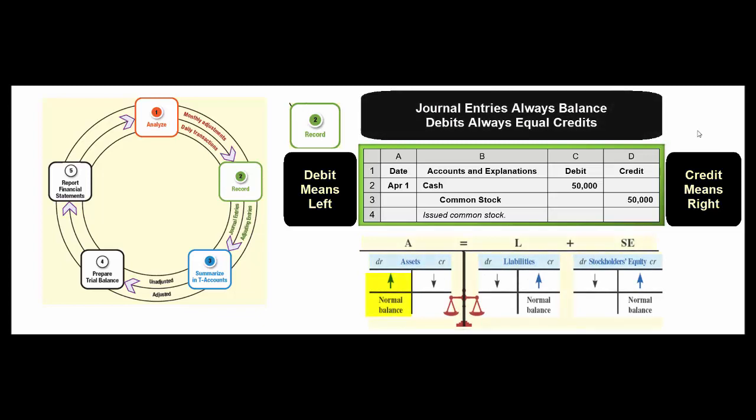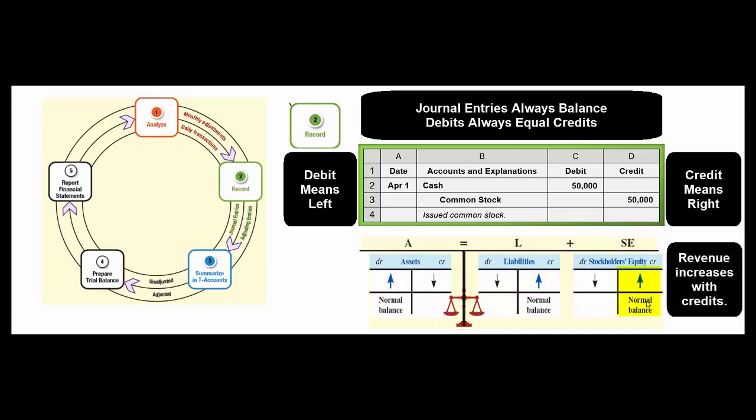Our rules are assets increase with debits, liabilities and shareholders' equity accounts increase with credits. And shareholders' equity increases with revenue, so revenue is recorded with credits, and decreases with expenses and decreases with dividends. So expenses are debits, and so are dividends.